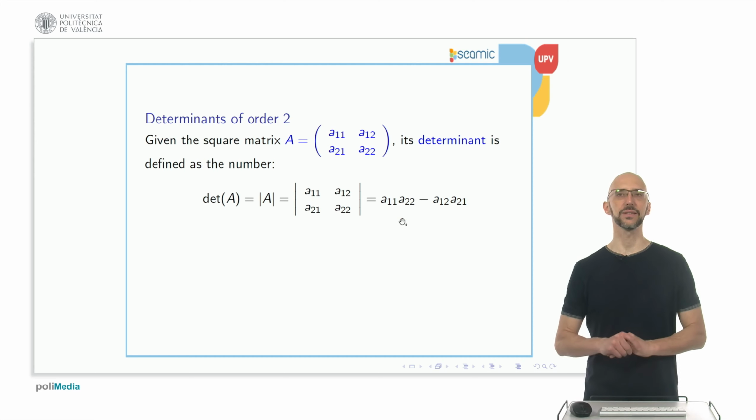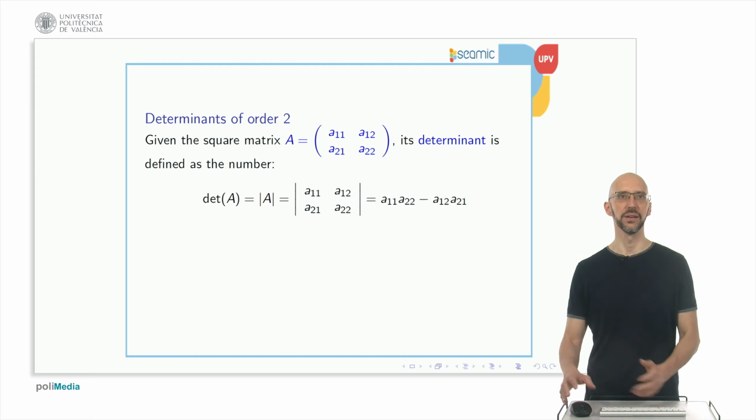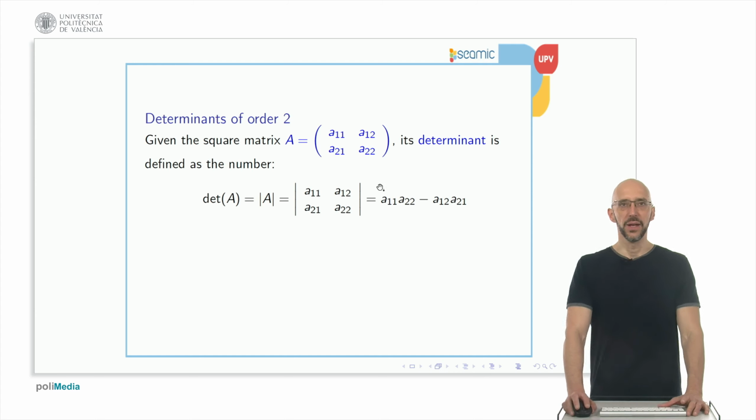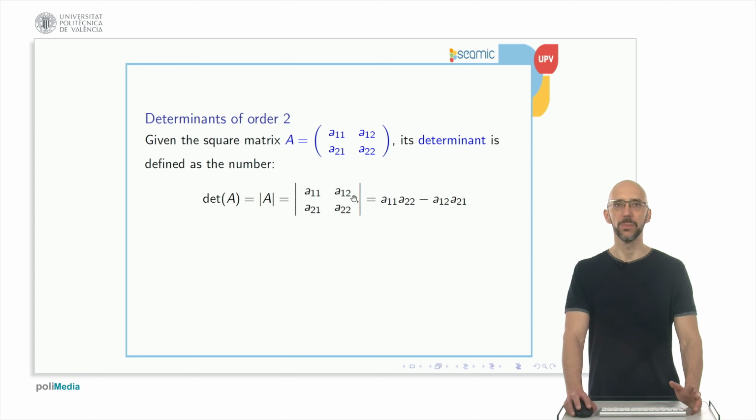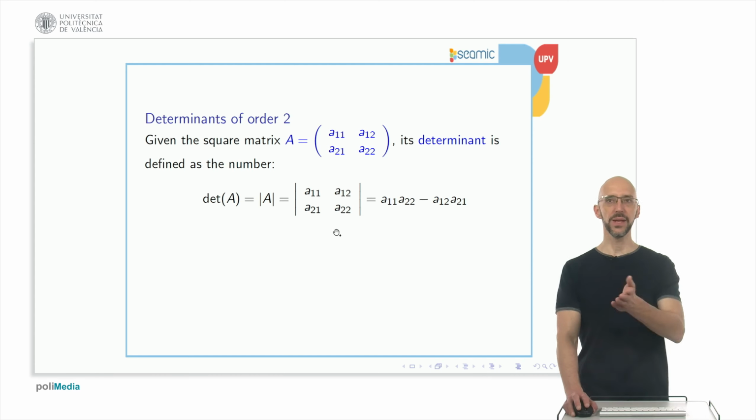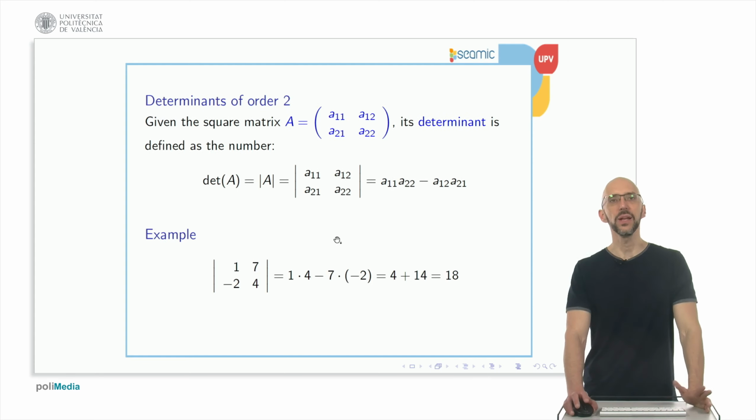Come on, let's start with the easiest case, determinants of order 2. That is, matrices that have 2 rows, 2 columns. The determinant is a piece of cake. In this case, we just multiply the main diagonal minus the product of the secondary diagonal: A11 times A22 minus A12 times A21. Main diagonal, secondary diagonal. Piece of cake.